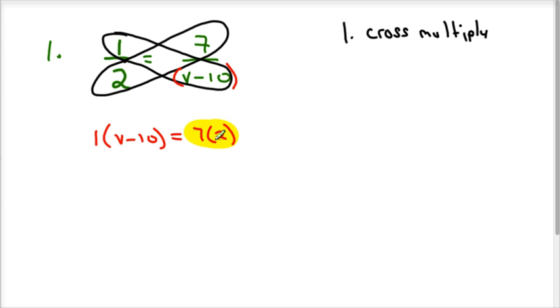Okay, this step we're going to skip on the next problem. We're going to go right from there and go 7 times 2 and just make it 14. So I got 1 times the quantity v minus 10 equals 14. So this will be our starting point in the future.